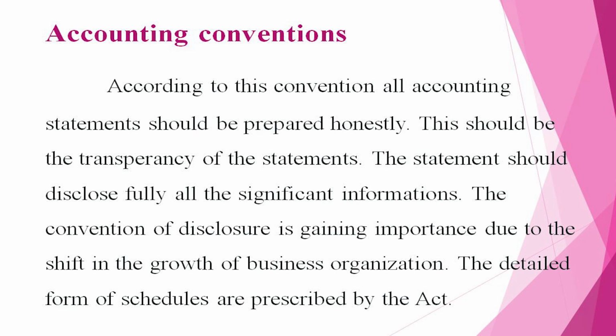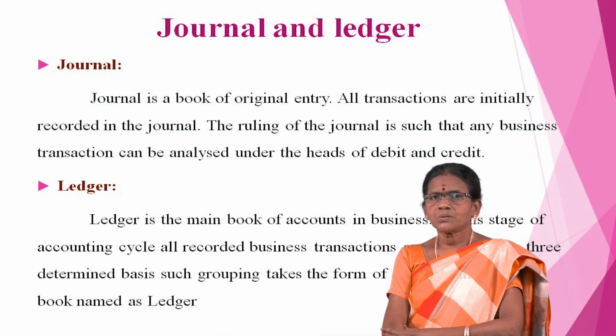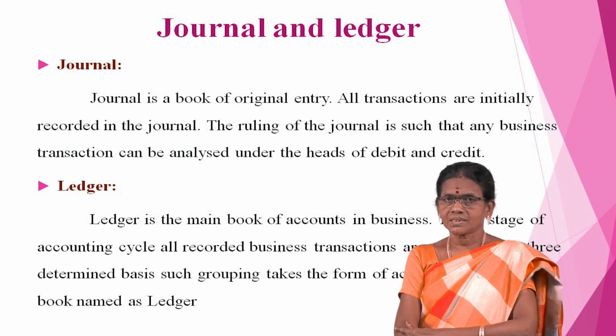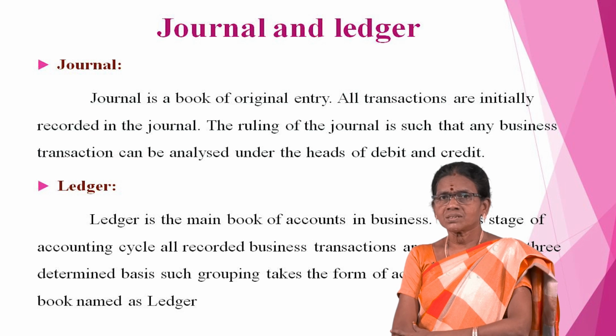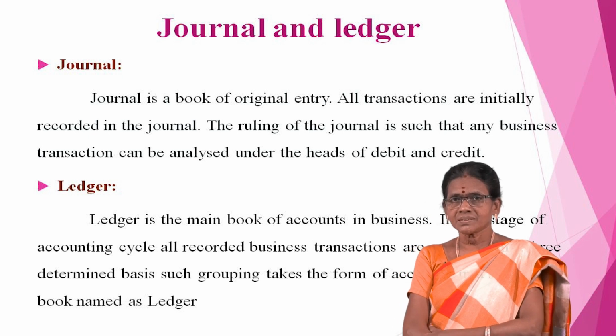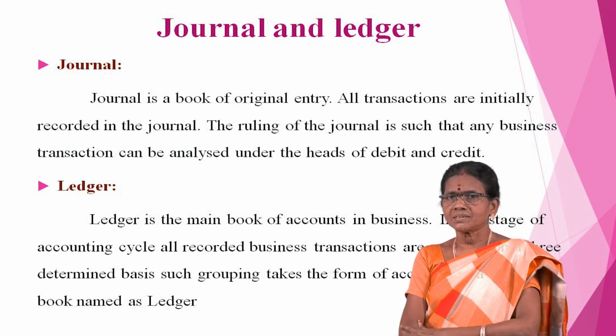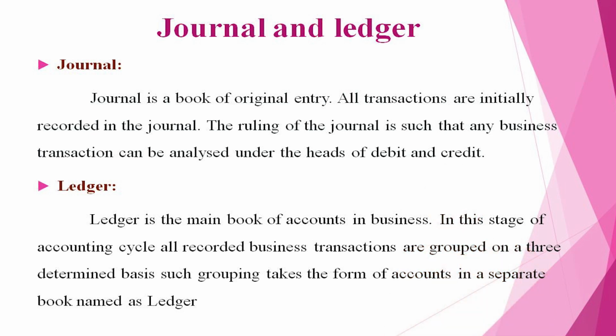Then we can see some important terms in the accounts. First, we have to see what is meant by journal. Journal is the book of original entry. All the transactions are initially recorded in the journal. The ruling of the journal is such that any business transaction can be analyzed under the heads of debit and credit. So, journal is the book of original entry. It is just like the rough cash book of the company.